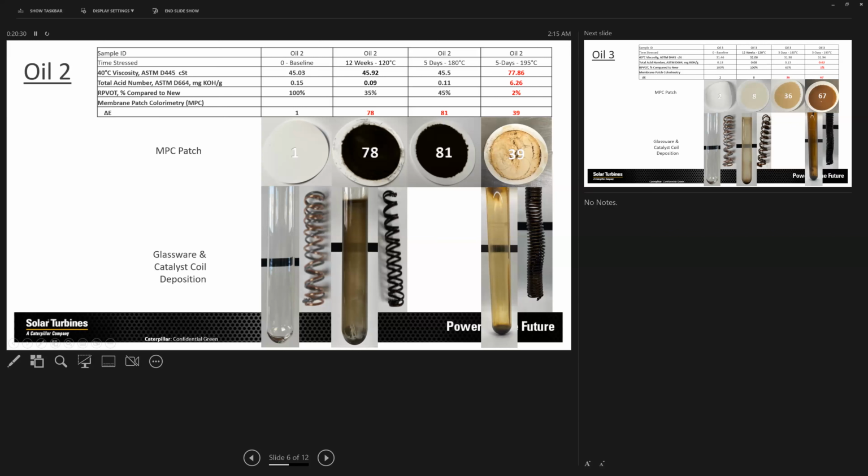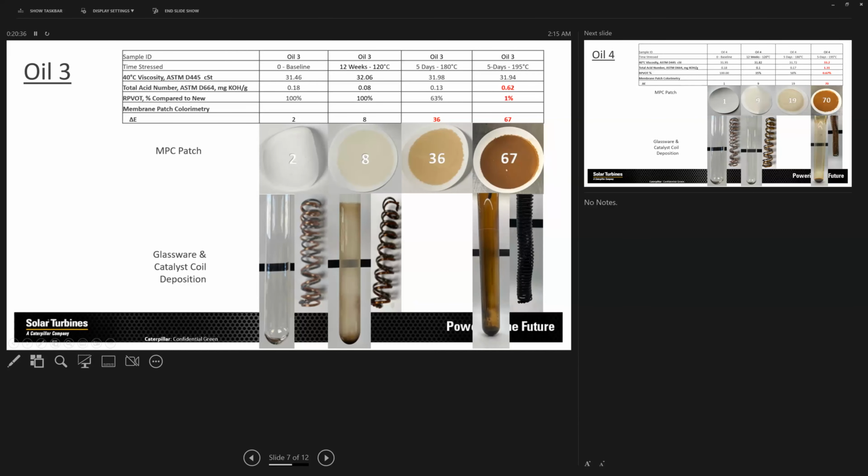And here's oil 3. So by a little contrast to the previous oil, we can see that for the baseline, again, everything is normal as we would expect it. At the 120 degrees Celsius test, the end of the 12 weeks, we see that all the parameters are fairly normal. We have normal viscosity, very low TAN, very good retention of the antioxidants, and the MPC is only 8, which for a field sample, that would tell me that the oil is in very good condition.